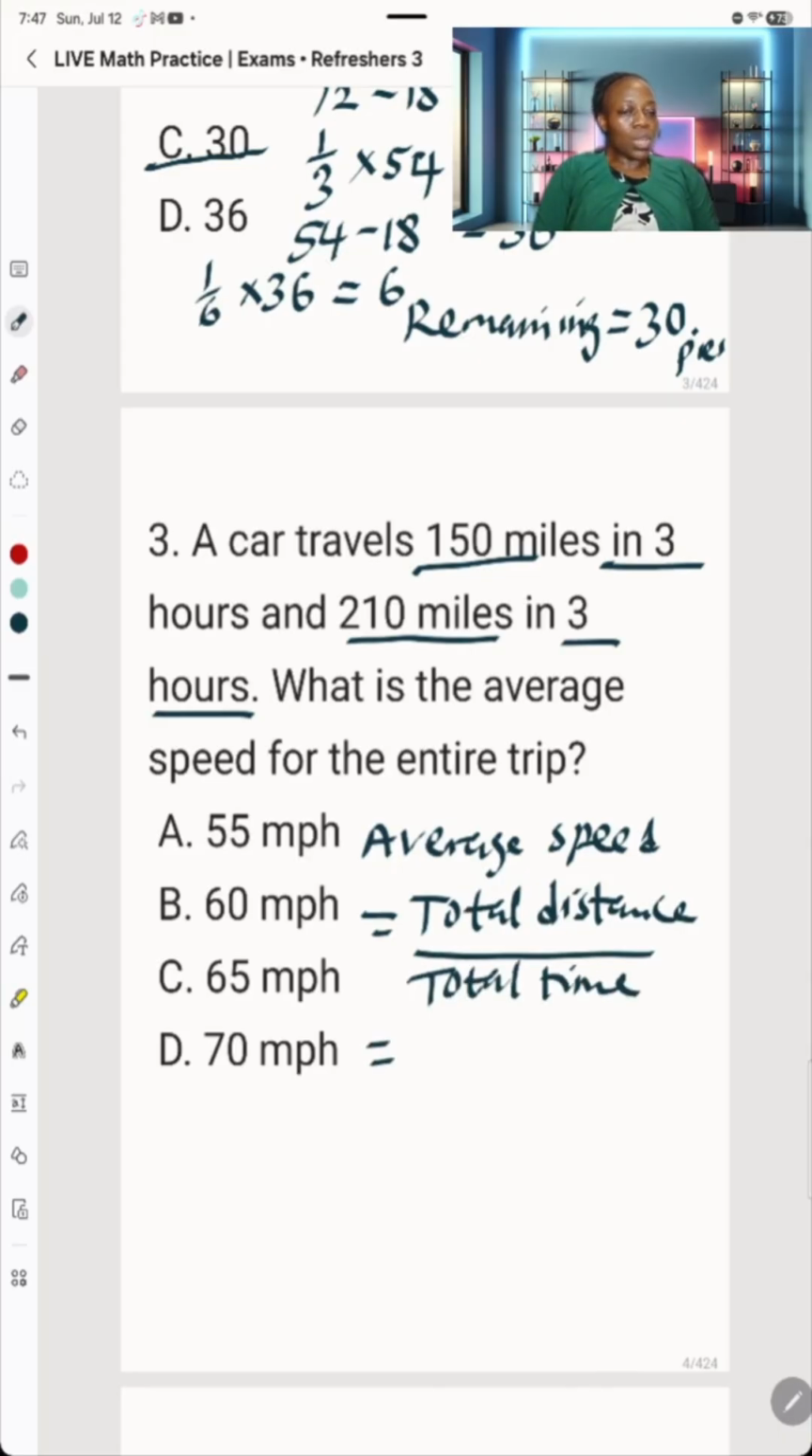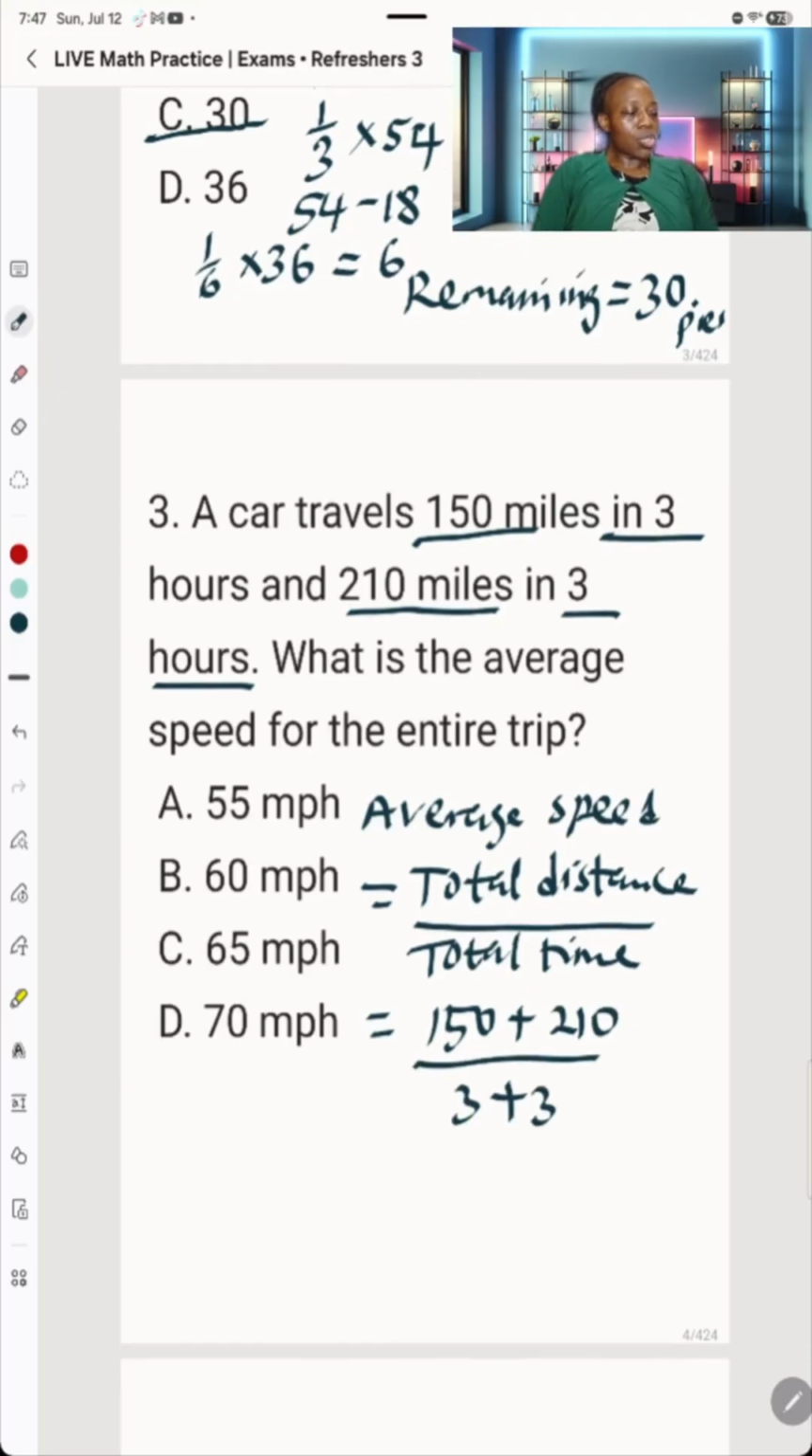And that is going to be, what do we have as distance? We have two distances, 150 plus 210. Then 3 plus 3. 150 plus 210 is 360. So 360 divided by 6. How many 6 in 360? That will be 60 miles per hour. And the answer is B.